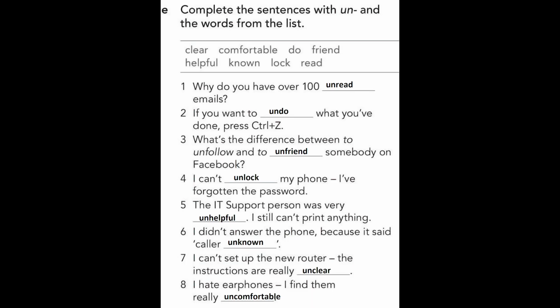5. The IT support person was very unhelpful. I still can't print anything. 6. I didn't answer the phone because it said caller unknown. 7. I can't set up the new router. The instructions are really unclear. 8. I hate earphones. I find them really uncomfortable.